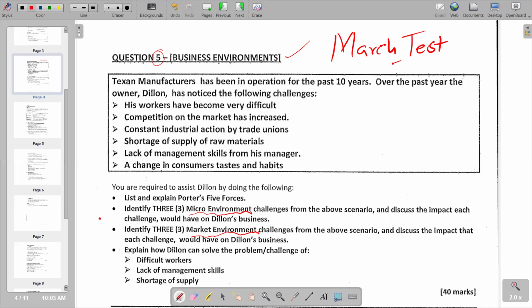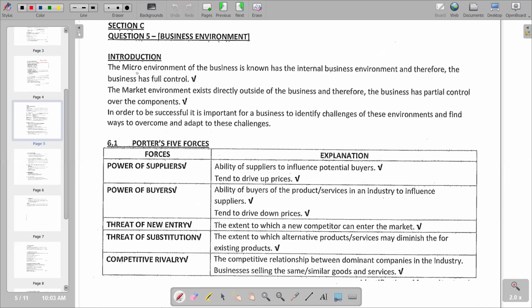So going to our introduction, you see that this is our introduction, whereby we are defining microenvironment here. The microenvironment of the business is known as the internal business environment, and therefore the business has full control. So basically, microenvironment describes the internal environment of a business. Those are the factors that the business can easily control, because they constitute the inside of a business. Then you go to market environment.